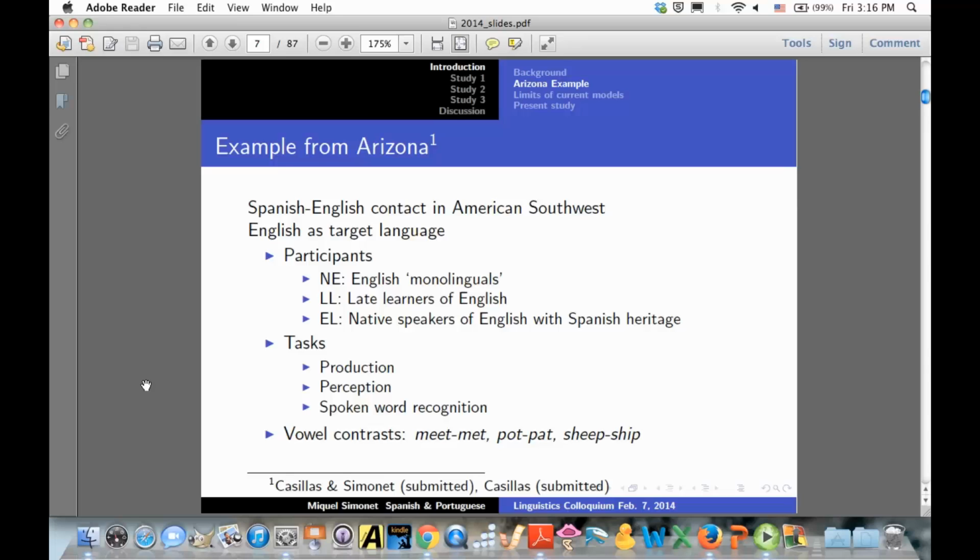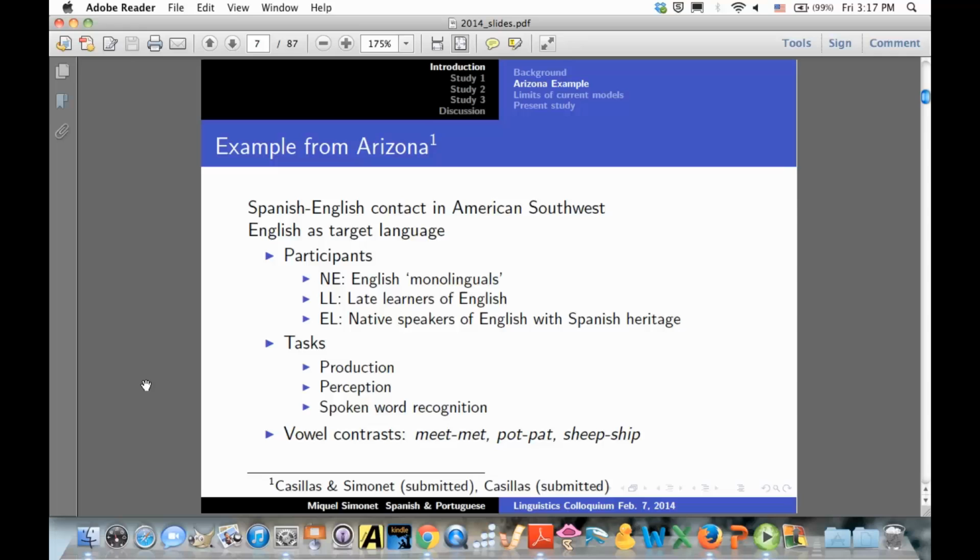The contrasts that he examined were the meet-met contrast, which is supposed to be a very easy contrast, and the pot-pat, difficult because they both presumably assimilate to one Spanish a, and sheep-ship, also difficult because it assimilates presumably to one Spanish e.